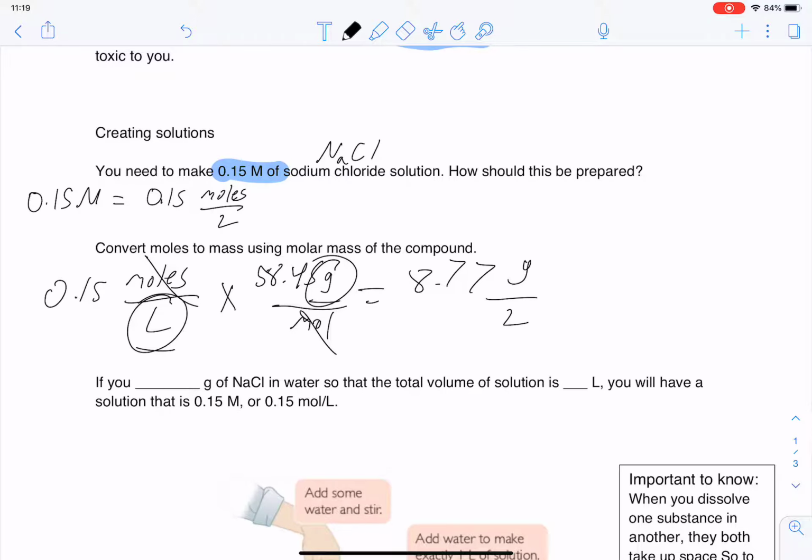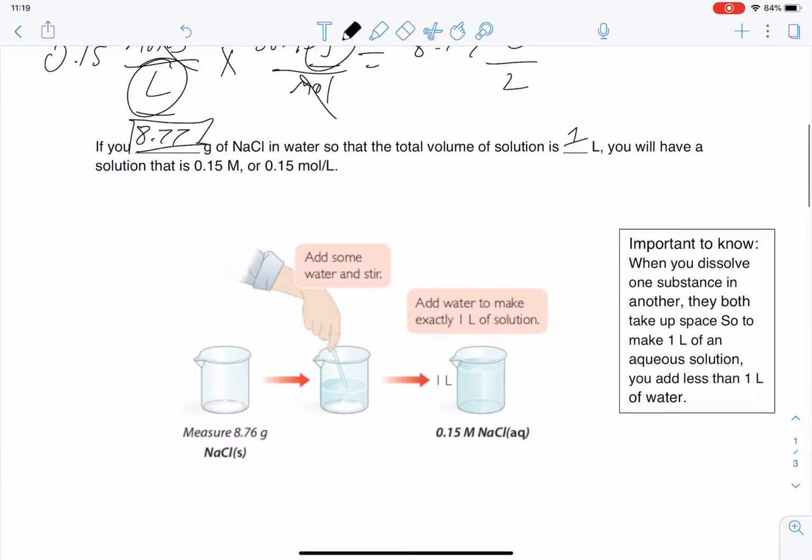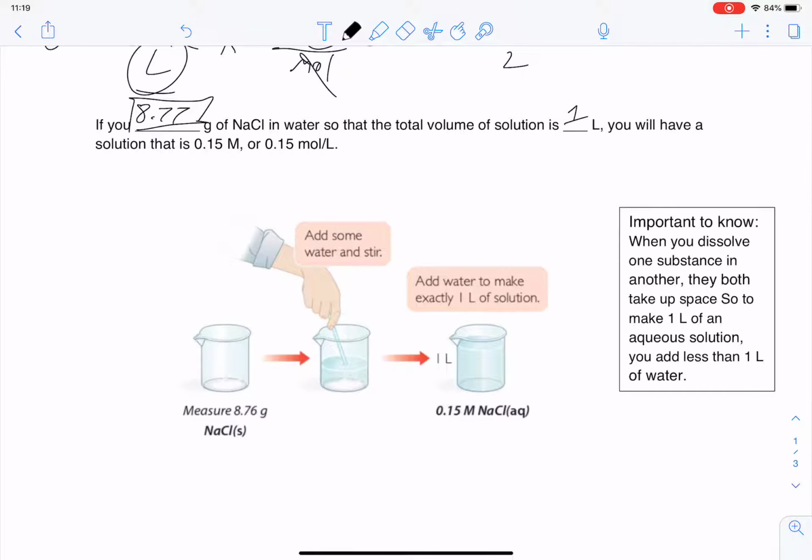So that number means that in a 1 liter solution, we need to add 8.77 grams. If you dissolve 8.77 grams of sodium chloride in water so that the total volume of solution is 1 liter, you will have a solution that is 0.15 molarity, or 0.15 moles over liters. And that's what we can see here. You would have a scale, weigh out the sodium chloride on the scale, and then just dissolve it in the water.